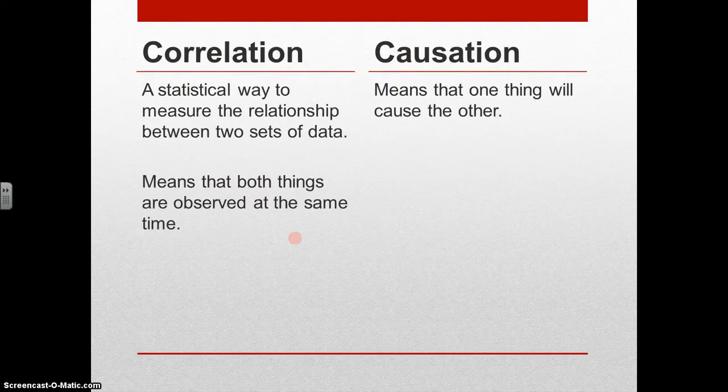Now, first we're going to talk about what correlation is. It is a statistical way to measure the relationship between two sets of data. It means that both things are observed at the same time. And we're going to have a lot of examples that we're going to talk about. And then causation means that one thing will cause the other. Meaning that because this happened, it caused the other thing to happen. Remember, it's good to pause the video either before or after I talk so that you can listen and then copy and not try to do both at the same time.